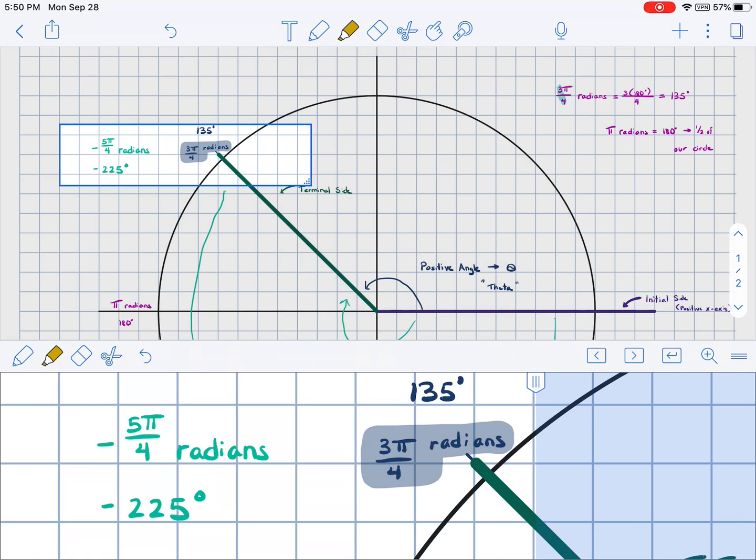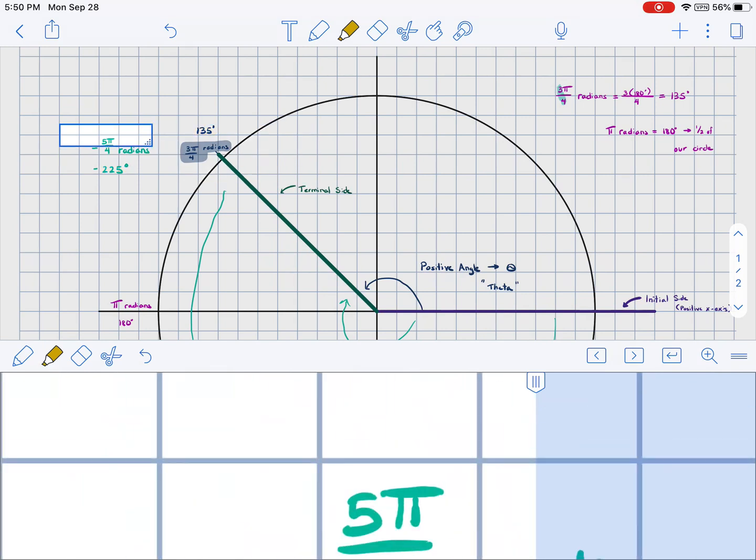Does that seem right? We always got a little check here. So does that add up to 360? Because if I go positive 135 and negative in the other direction 225, they better add up to 360. They do, so that's a good check.